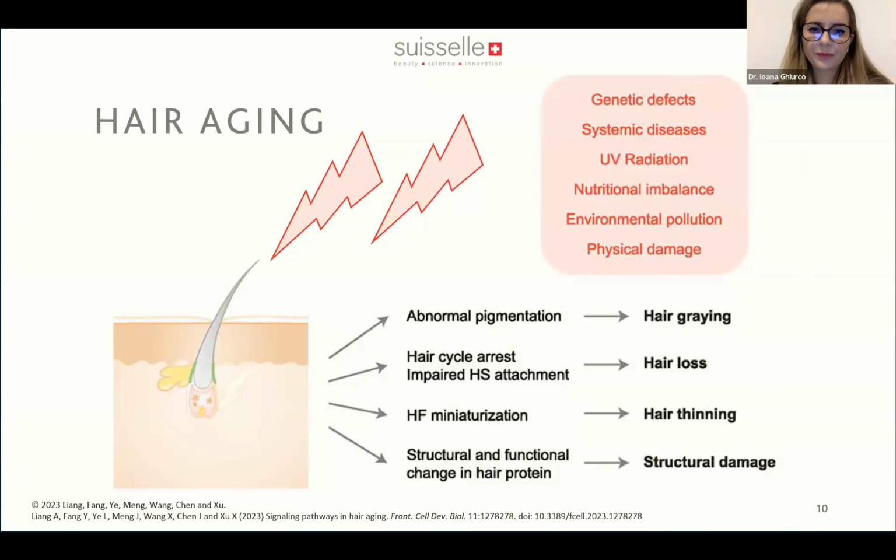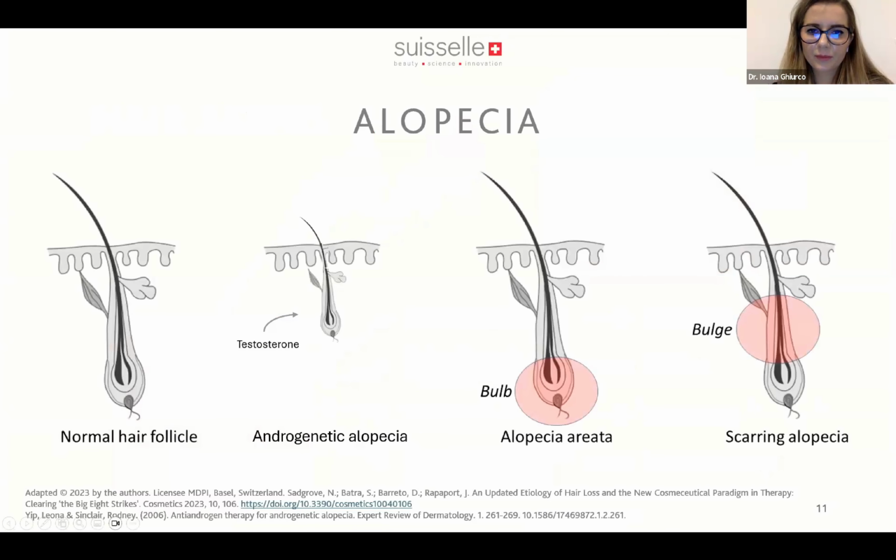Next slide, please. Unwanted hair loss is also known as alopecia. This is a prevalent condition that affects all genders, and it can manifest in various patterns. Broadly, we can categorize it into scarring alopecia and non-scarring alopecia. The most common non-scarring type of alopecia is androgenetic alopecia, or pattern hair loss, which can affect men but also women.